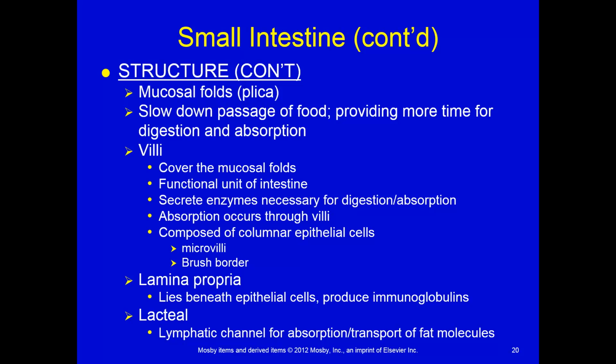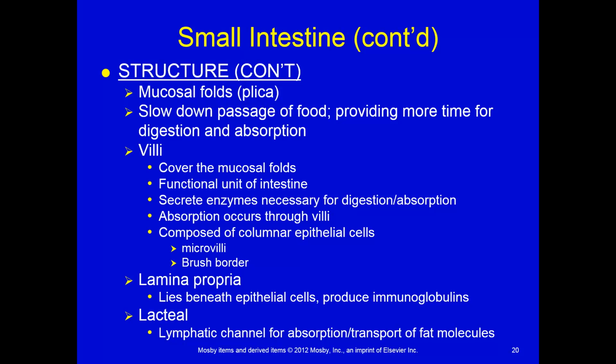Villi are the functional unit of the intestine. And what I mean by that is they are basically the big responsible unit for absorption occurring in the small intestines. Okay? And they also secrete enzymes necessary for more digestion and absorption processes to occur. But they are the big absorptive property, so to speak, of the small intestine. So they are the structural, functional unit of the intestine. They are basically what make the intestine work. Okay? So absorption occurs through the villi.